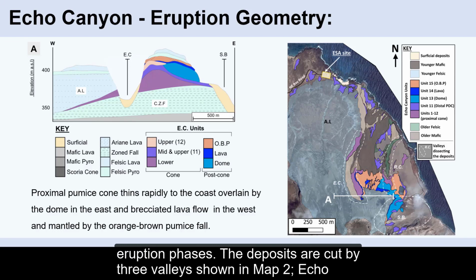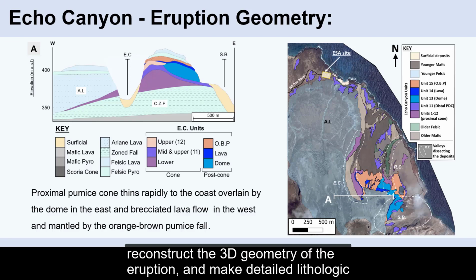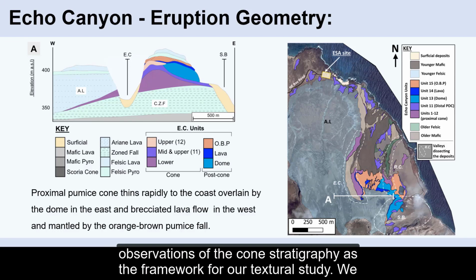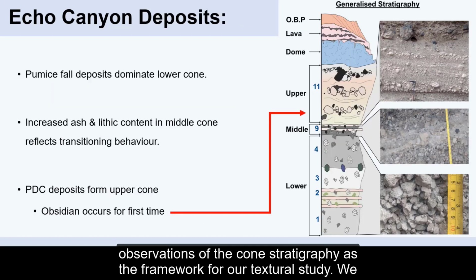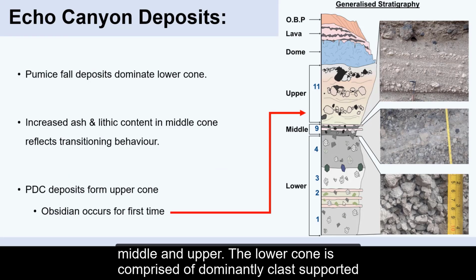The deposits are cut by three valleys, shown in Map 2: Echo Canyon, Rainbow Canyon, and Spire Beach. These dissections enabled us to reconstruct the 3D geometry of the eruption and make detailed lithologic observations of the cone stratigraphy as the framework for our textural study. We focused our study on the pumice cone deposits, which we divided into lower, middle, and upper.